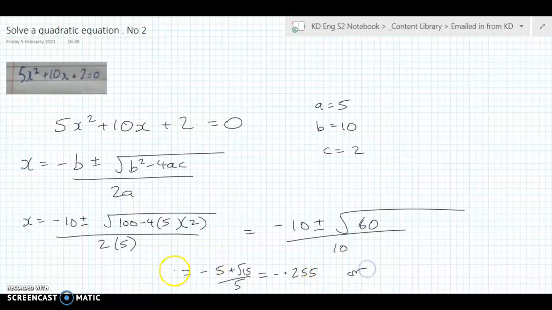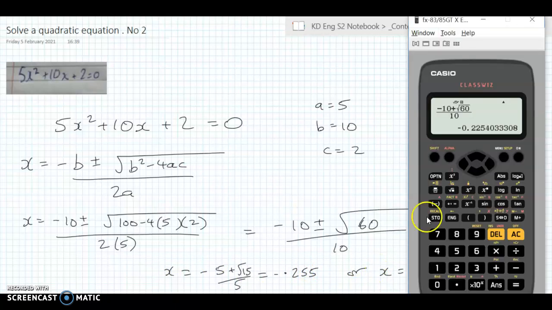Or, now that's x equals that, or x equals, we go back to our original calculation here, and we go with the minus option. Delete the plus there, stick in the minus, press equals. And we get minus 5 plus root 15 over 5. We get the same answer. That's okay. That's possible. Right?